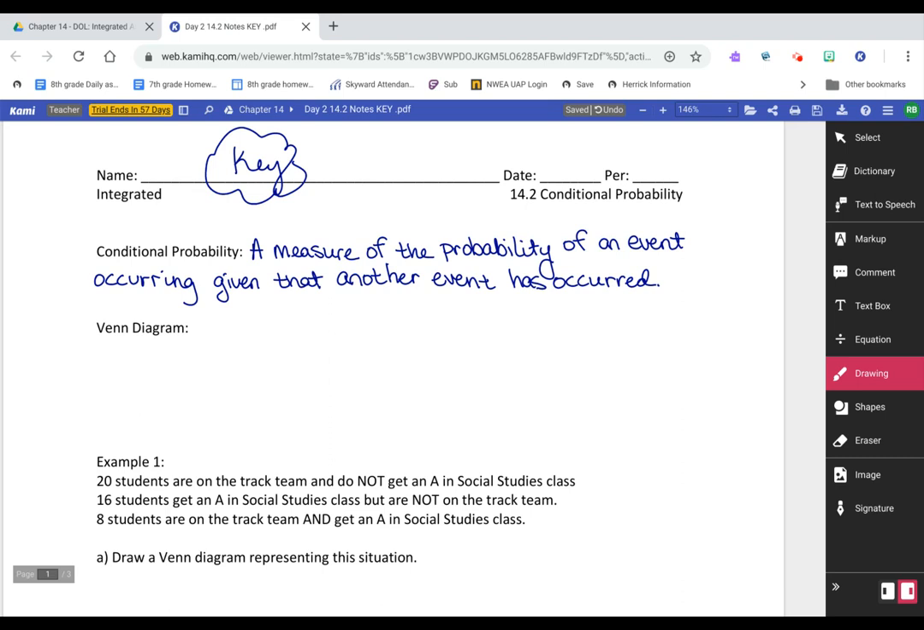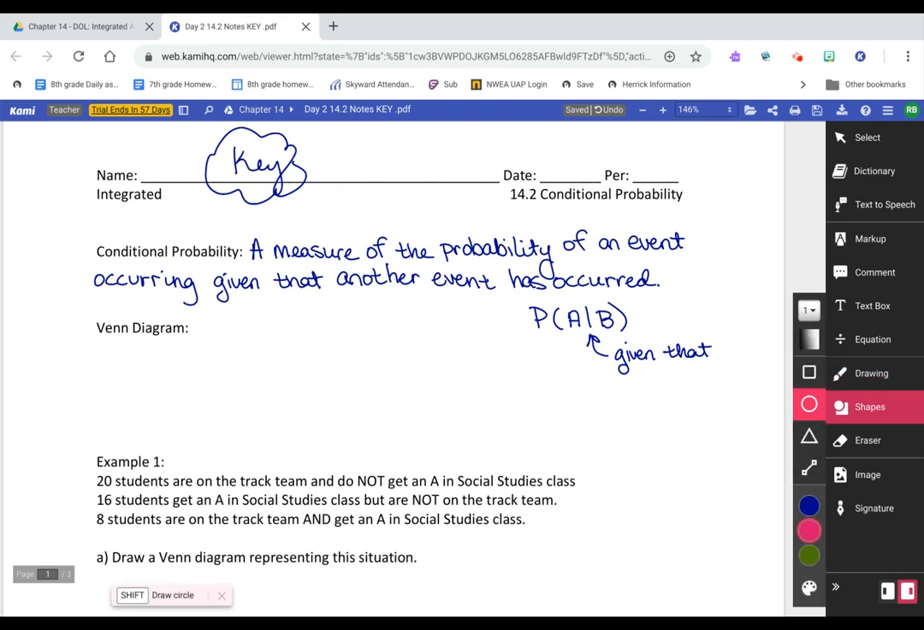This can be noted as P of event A given that event B has occurred. So this straight line is letting us know that it's given that the second event, B in this case, has occurred. A lot of times this can be noted with a Venn diagram.